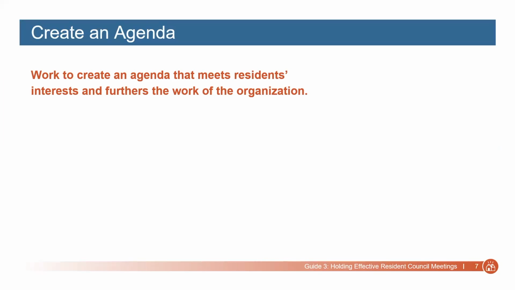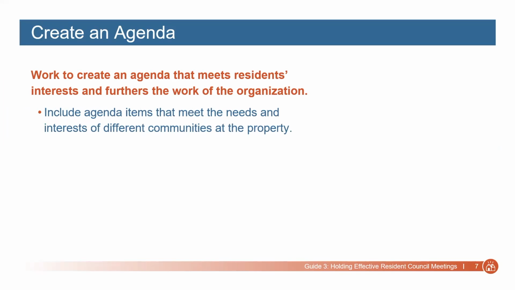Create an agenda. Work to create an agenda that meets residents' interests and furthers the work of the organization. Be sure to include agenda items that meet the needs of the different communities who live at the property. For example, seniors and people with school-age children may not have the same interests. And by including a process for residents to contribute items to the agenda, everyone will know that their resident council represents them and takes their interests seriously.